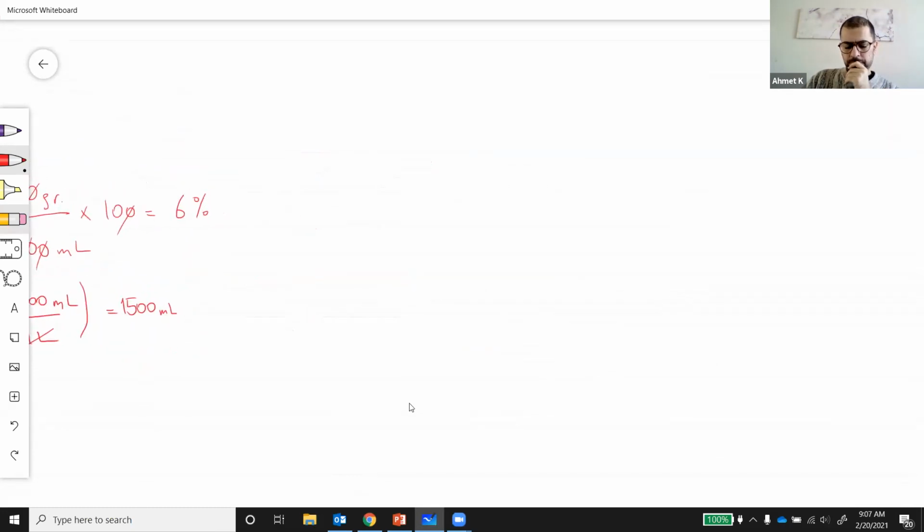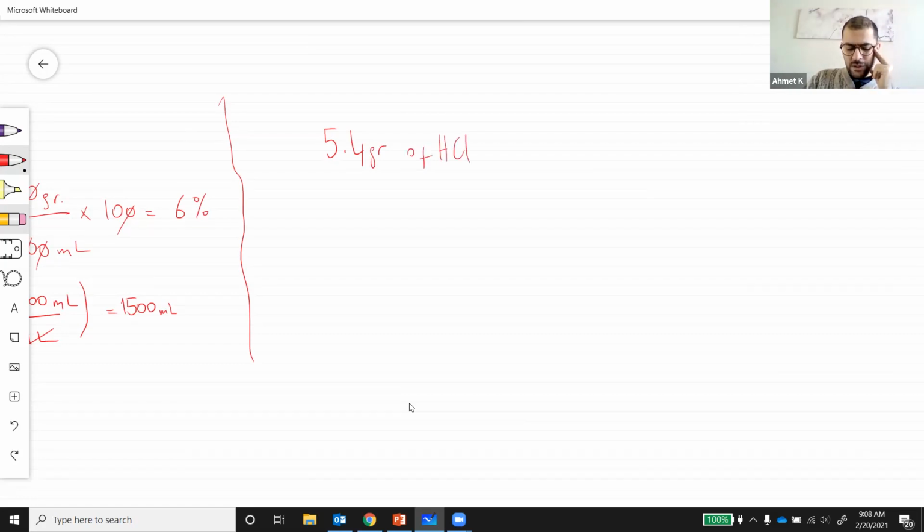This is now, okay, what if you have 5.4 gram of HCl, hydrochloric acid. You measure this much, and you dissolve it in 500 milliliter of water. Okay, what's the molarity of the solution?